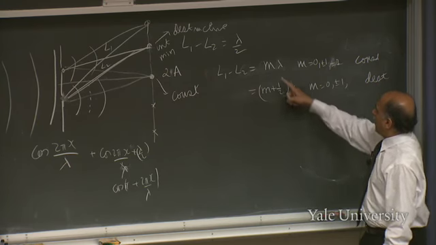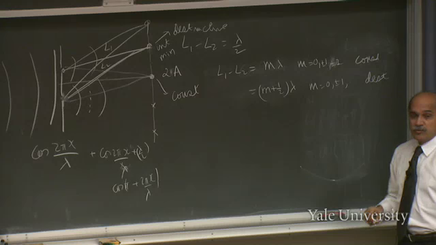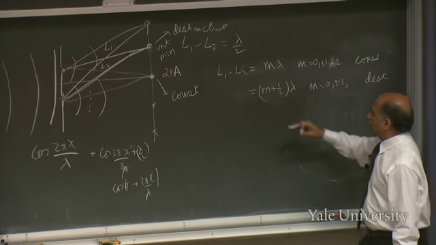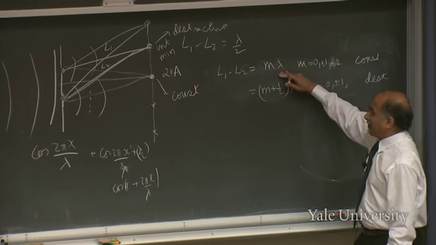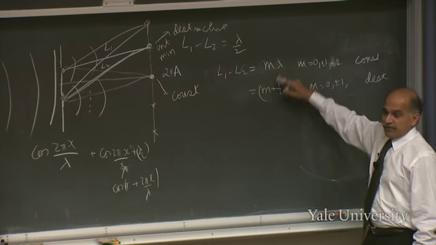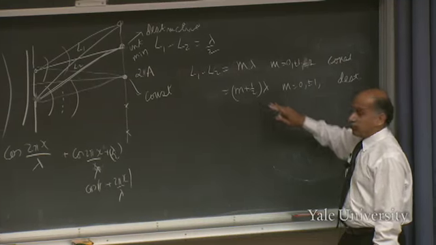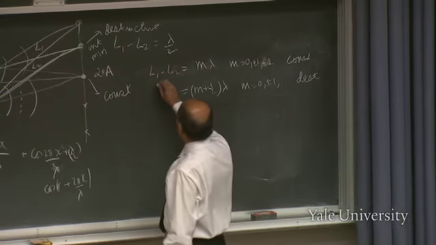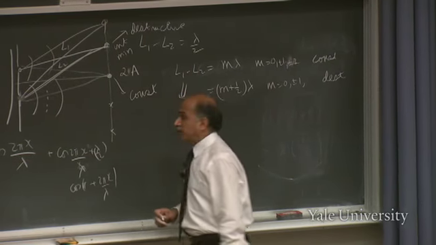The standard way of writing it is m, the usual symbol for integers. M and n are common symbols for integers. So if the path difference is an integer multiple of lambda, it's harmless. If it's a half integer multiple of lambda, it's harmful, meaning destructive. The whole approximation has to do with what L1 minus L2 is.